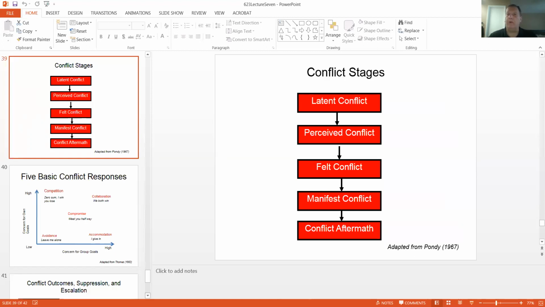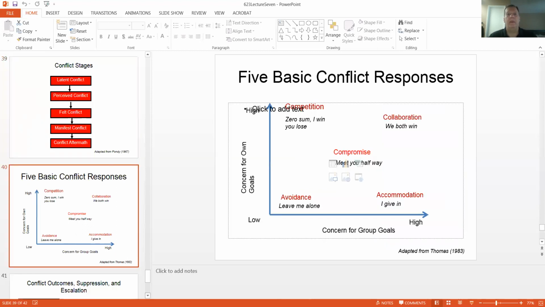If you're even able to intervene at the perceived conflict stage, you can keep it from progressing to felt and manifest conflict. So usually the earlier you can intervene, the better, but the latest that you'll intervene will be at that manifest stage of the conflict process. How then do you intervene?